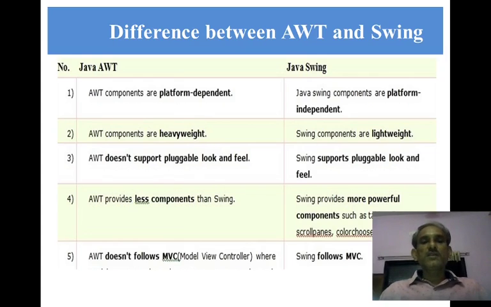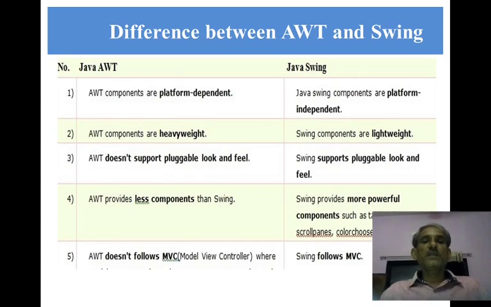The second difference is AWT components are heavyweight and Swing components are lightweight. Because Swing components are added to a content pane, that's why Swing components are lightweight and AWT components are heavyweight. The third thing is AWT does not support pluggable look and feel, and Swing supports pluggable look and feel.